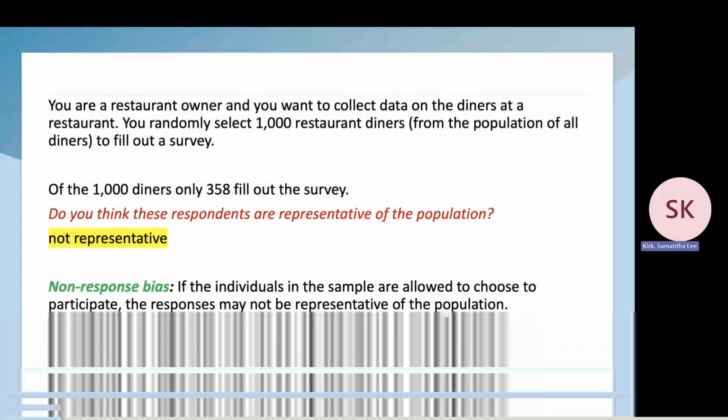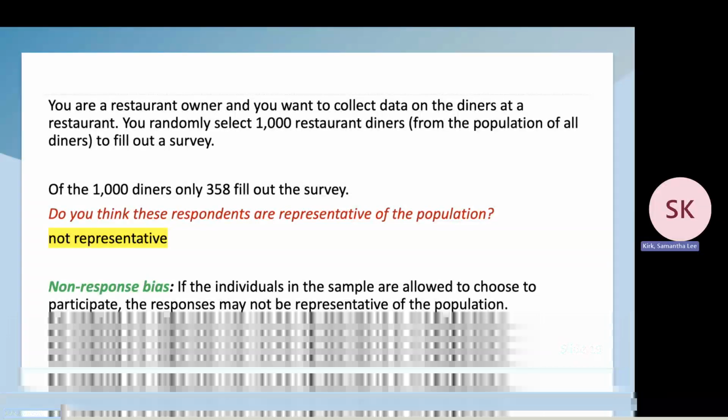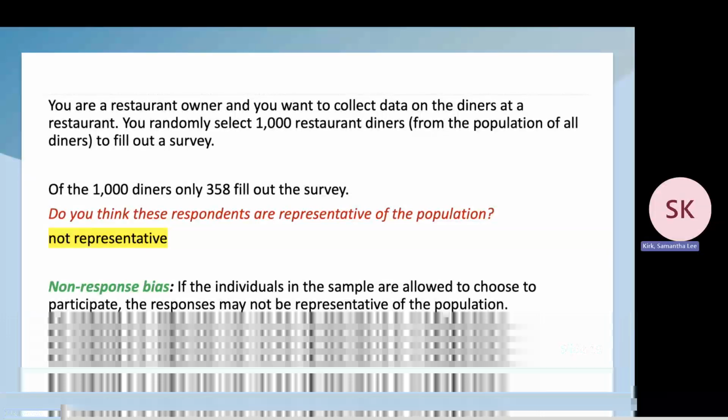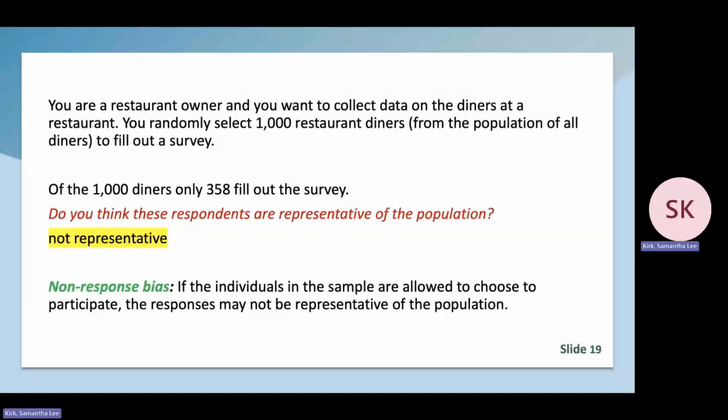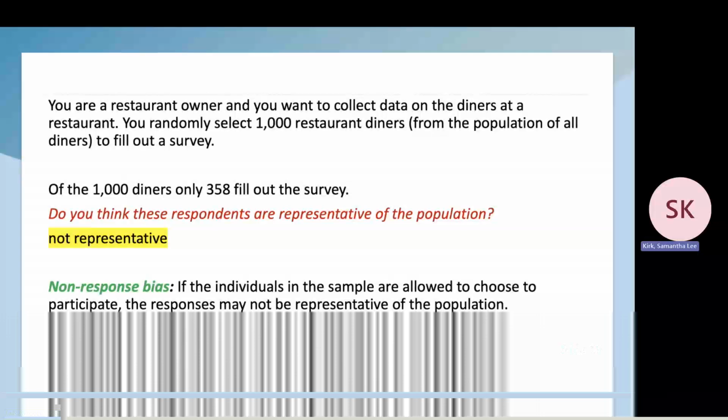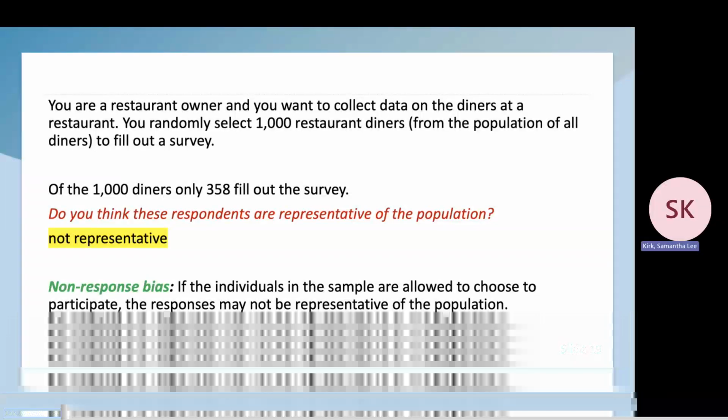So the difference between voluntary response bias and non-response bias is that in the very beginning of the last example, we didn't randomly choose people. We let people volunteer to be in the sample. In this example with the restaurant diners, we already chose people. We said, hey, you guys are in the sample. So they didn't get to choose if they were in the sample or not, but they did get to choose whether or not they wanted to fill out the survey and turn it in. Okay, so that's the difference. They just chose not to respond and not to participate in the survey.